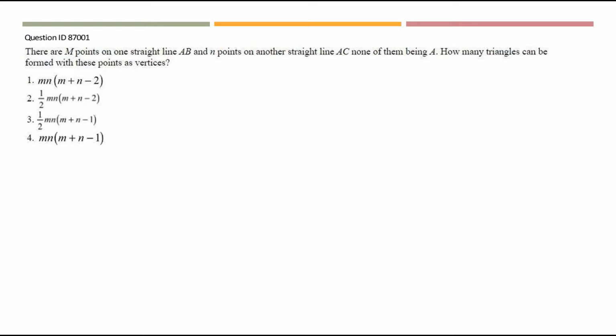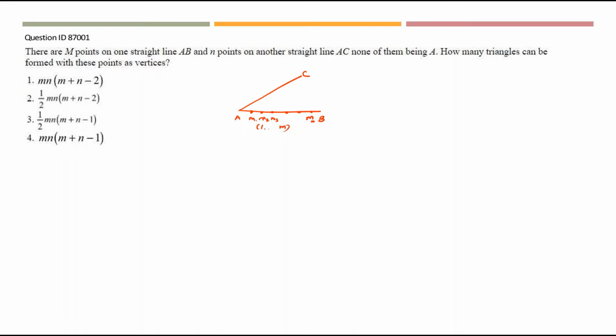They have given two straight lines, naming them as AB and AC. So let's take this to be AB. We'll take AC from the same point A. There are many points here and the total number of points in this line will be m. So let's take this as M1, M2. Points will be from 1 to m.